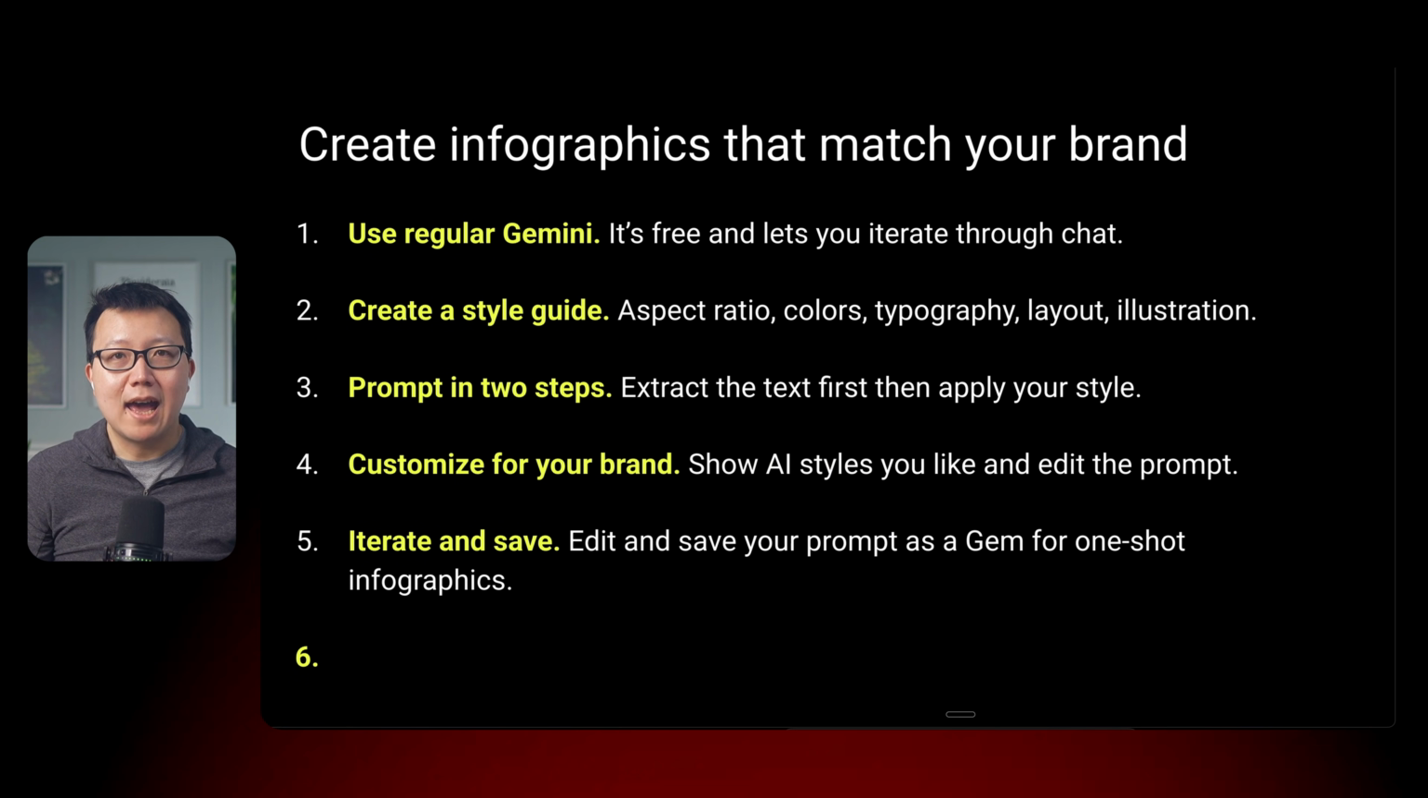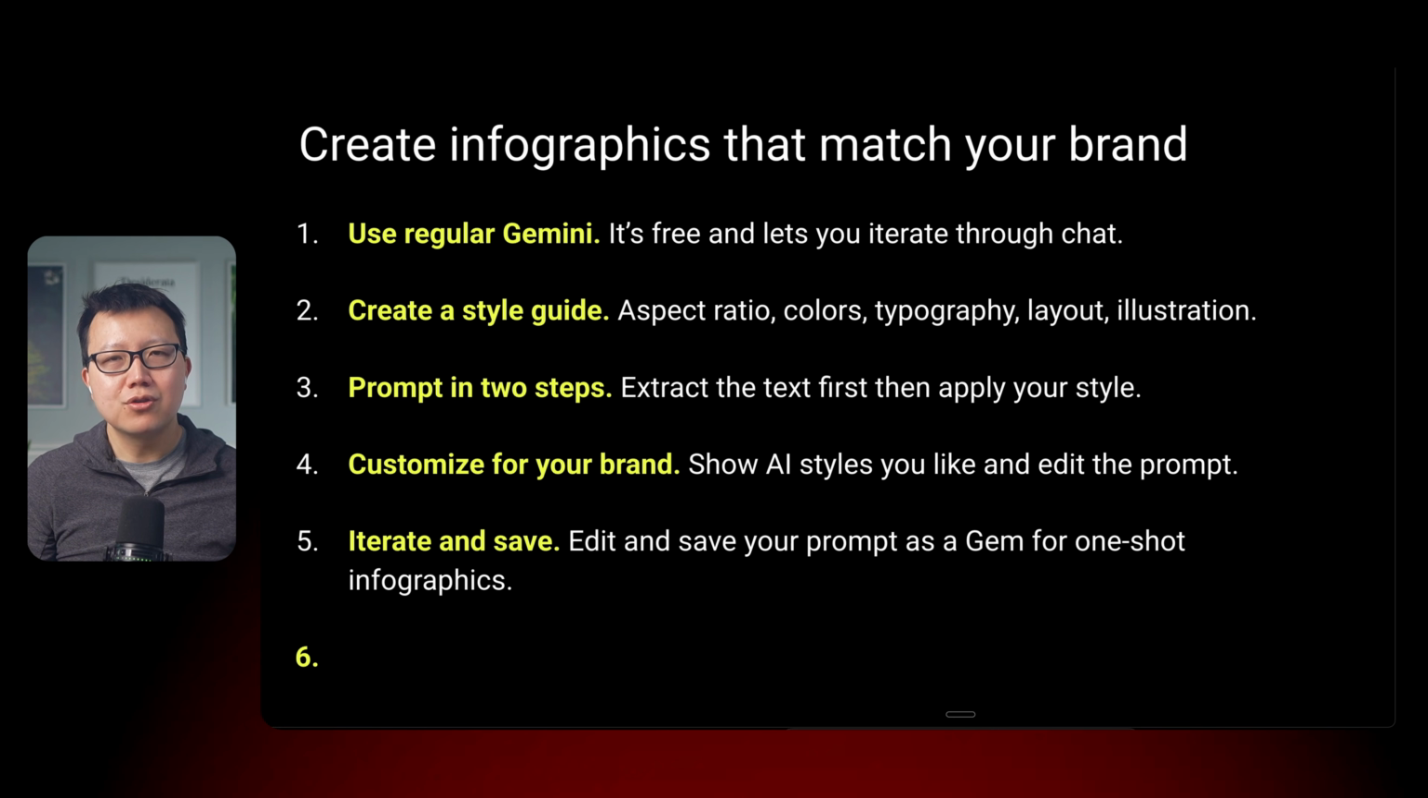So here's a quick recap of all five steps. Number one, use regular Gemini. It's free and lets you iterate through chat. Number two, create a detailed style guide. It should include the aspect ratio, colors, typography, layout, and most importantly, the illustrations. If you need help creating a prompt for the illustrations, just upload a few reference images and ask Gemini to create it for you. Or again, you can check out the link in my description to get my prompt and just modify that.